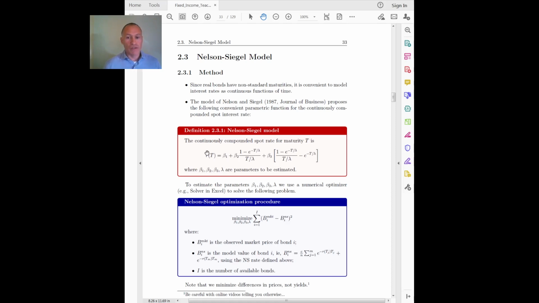So basically what they do is they propose a function for the yield curve, right? It's this function that you see here. So the rate for maturity t depends on this set of 4 parameters in this way, in this function here. Okay, so basically what this means is the following. Let me open the Excel file.